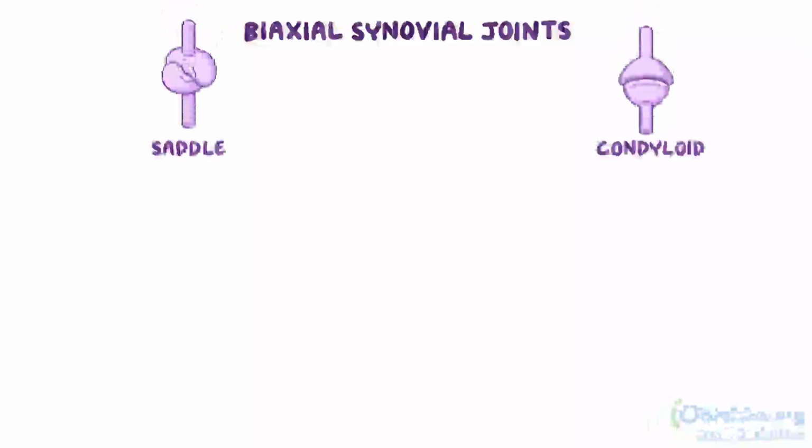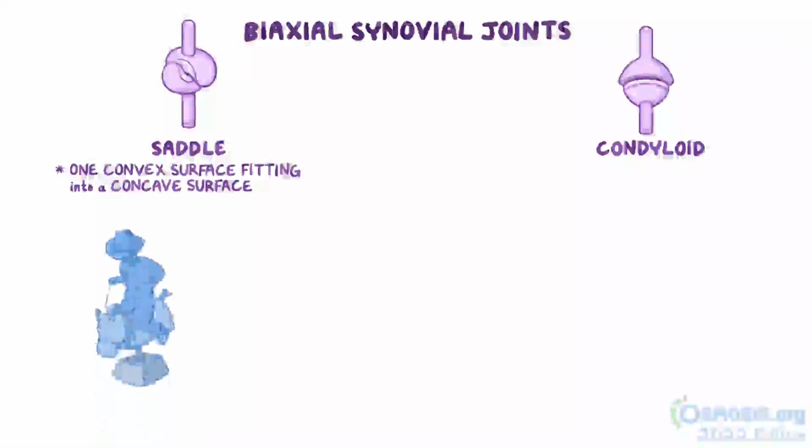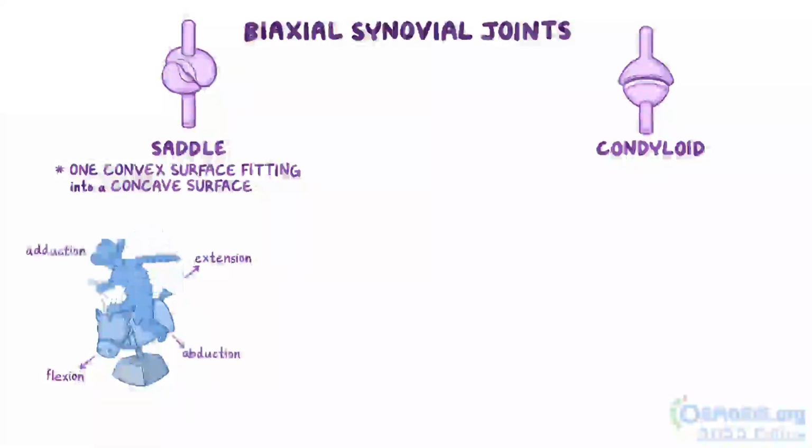Up next are the two biaxial synovial joints, which allow movements to occur in two planes. These include the saddle and condyloid joints. The saddle joint consists of one convex surface fitting into another concave surface, resembling a person sitting on a horse's saddle. To visualize the movements of this joint, think about a horseback rider leaning back and forth for flexion and extension in the sagittal plane, or moving side to side for abduction and adduction in the frontal plane. Combining these movements also allows a certain level of circumduction.